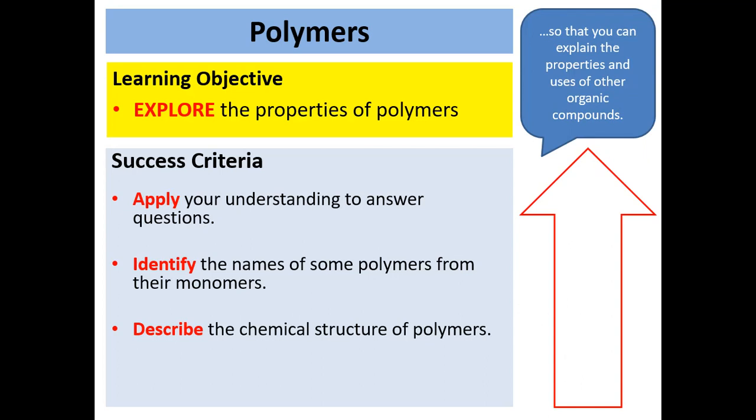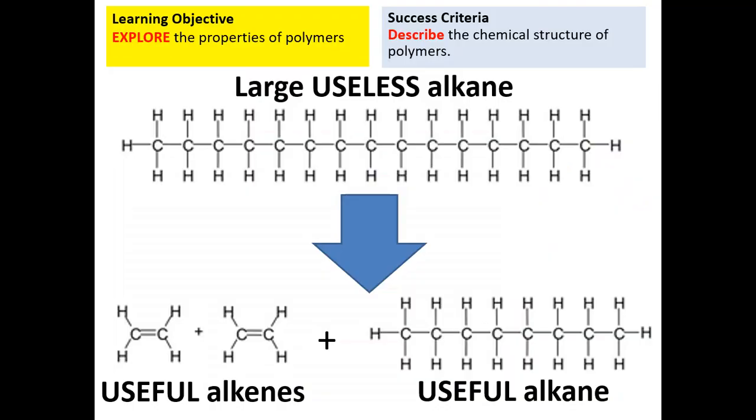So what we're going to look at is the chemical structure of polymers. We're just going to remind ourselves about that. You're going to practice naming and drawing some polymers from their monomers, and then you're going to apply your understanding to some questions. So make sure you've got those questions from class charts, because that's going to form the final part of the lesson before we go through those answers.